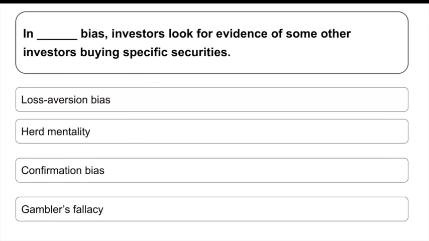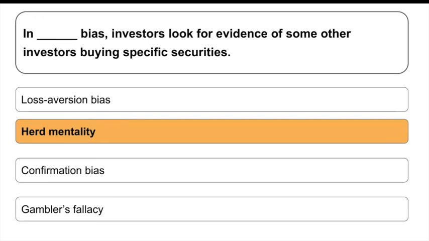Next question. In dash bias, the investors look for evidence of some other investors buying specific securities. It is like if Ram buys it, then only I will also buy it. So what kind of bias would it be? Options are A, loss aversion bias, B, herd mentality, C, confirmation bias, D, gambler's fallacy. The correct answer is herd mentality. Just because my friend is buying it, then I am also ready to buy it, will fall under the herd mentality.